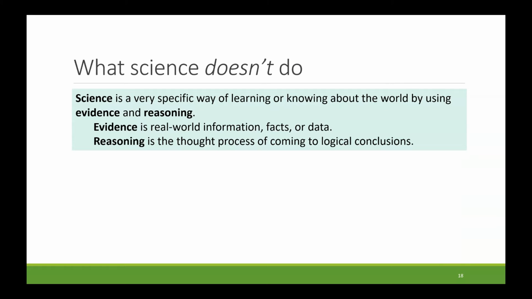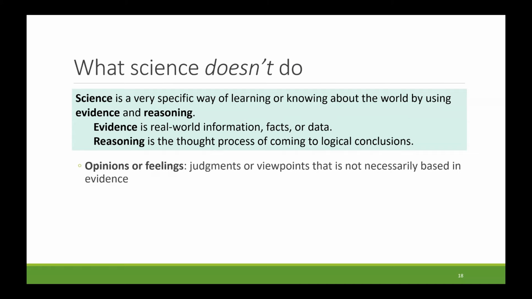So before we continue, it's also helpful to look at the definition of science not only from the perspective of how does it operate, but also what kinds of things are not part of the operations of science. What is excluded from science? One of these things is opinions or feelings, meaning judgments or viewpoints that are not necessarily based in evidence. For example, if your favorite color is green, there's not really any evidence to support that. It's just how you feel. If pizza is your favorite food, again, that's just a personal opinion. So science doesn't do that.